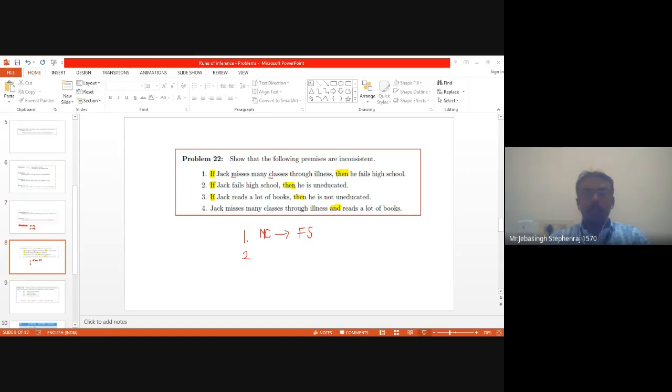Right. So this is the symbolic representation. This is what we call the symbolic representation of the language. MC: if Jack misses many classes and reads a lot of books. So this is the symbolic representation of the given statement.